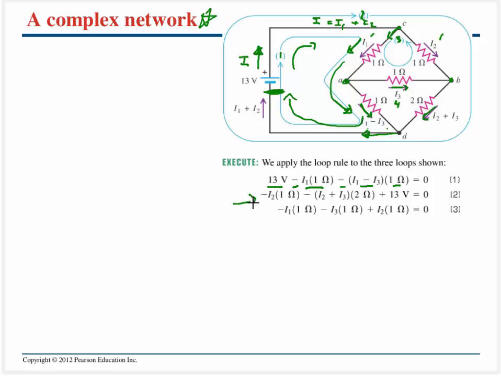Please make sure you go through and verify loops 2 and 3. Make sure you can understand where the negative signs should and shouldn't be. That's going to be the biggest confusion on Kirchhoff's rules.